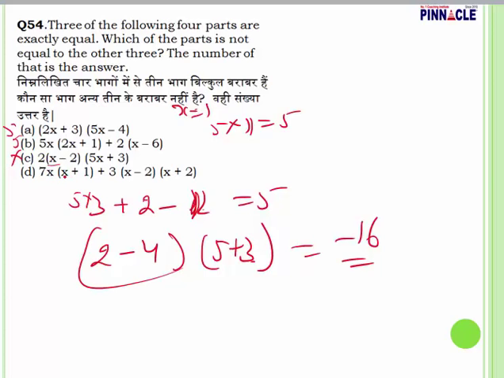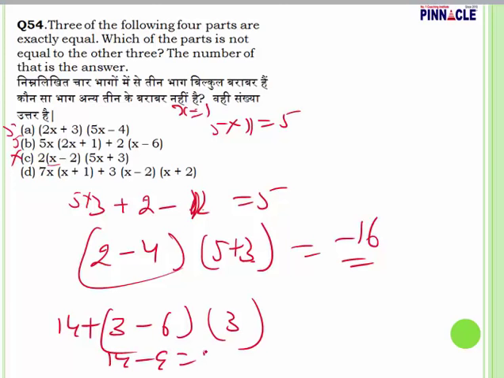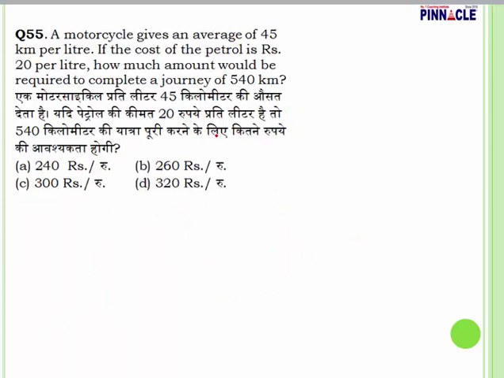Otherwise it is 7 into 2, 14, plus 3 minus 6 into 3. 14 minus 9 is 5. So except C, the others are equal. Answer should be C. Next question, question number 55.